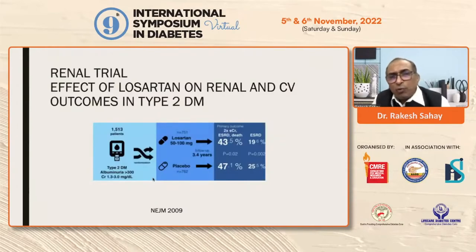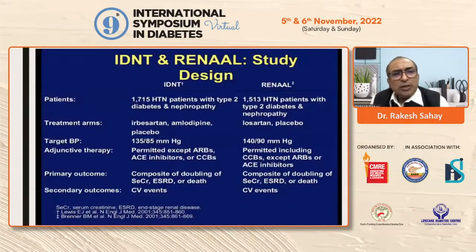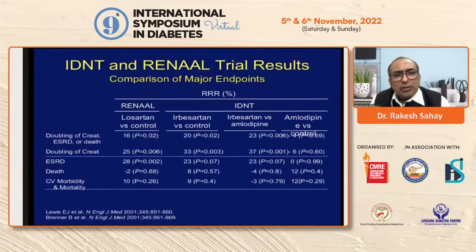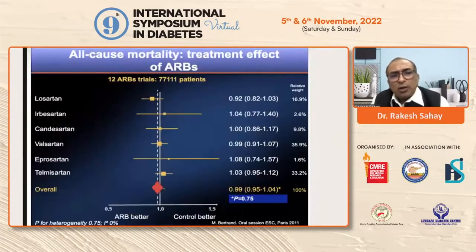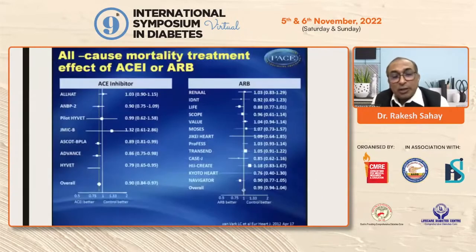But on the other hand, if you look at the ARBs, although they may be very good in terms of reducing the renal outcomes in patients with diabetes, what we have seen in most of these studies is that there is an improvement in the renal outcomes in terms of progression of renal disease, but the cardiovascular benefits were not clearly standing out with the ARBs.